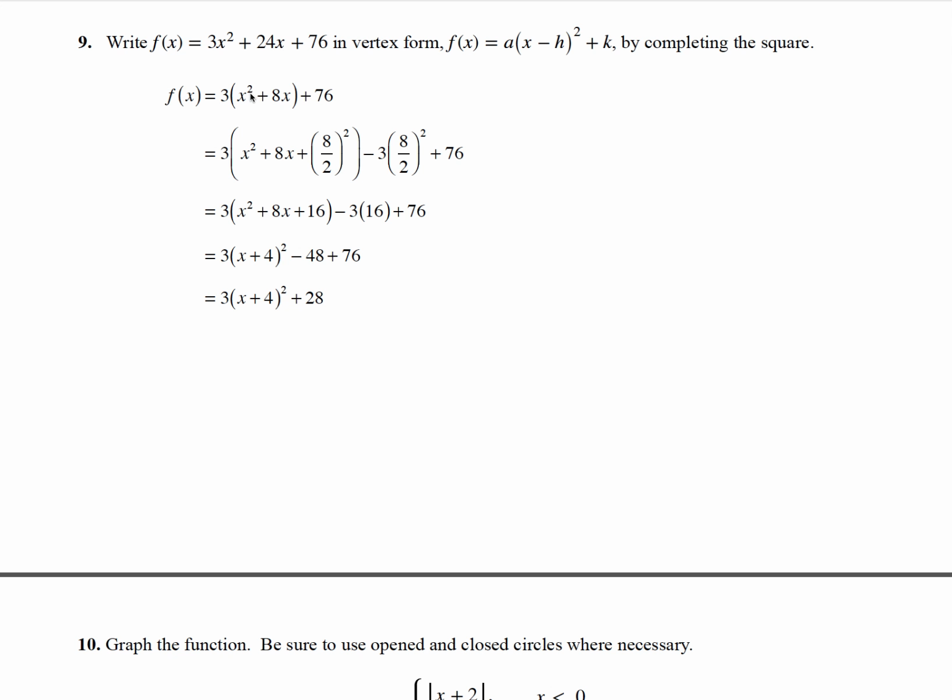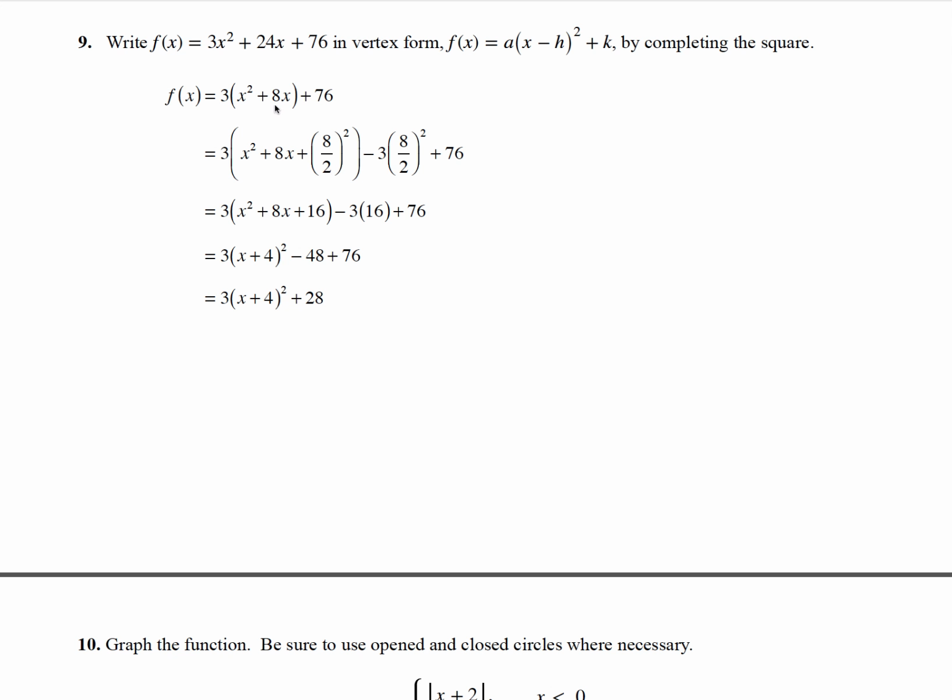Well, 3 divided by 3 is 1, so 3 comes out here, and 1 is the coefficient here. 24 divided by 3 is 8, so that leaves 8x here. And we have parentheses around the variable terms. And then we will add something here to create the square.